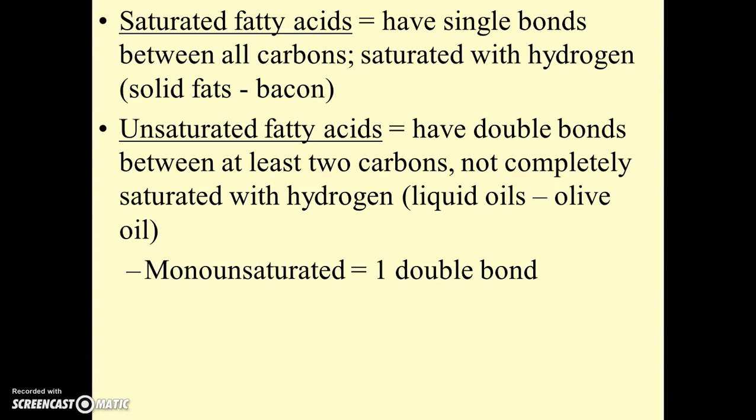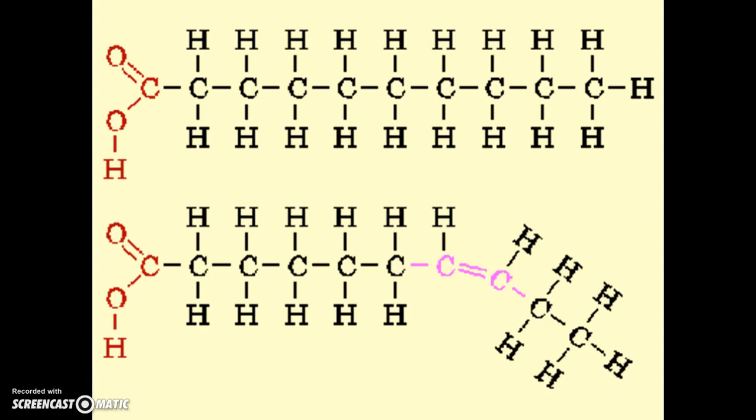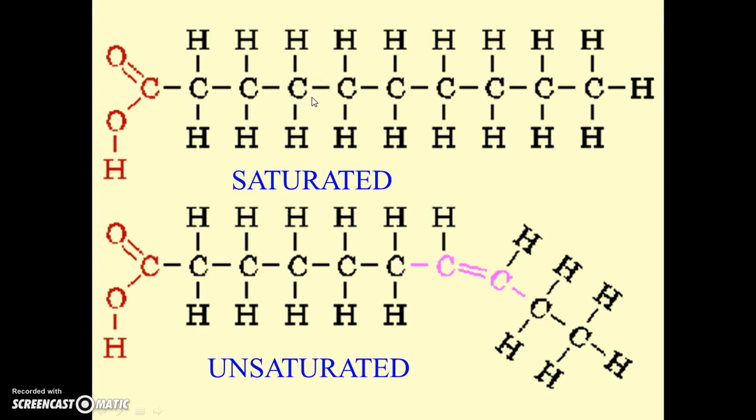Monounsaturated says that there will be one double bond. Polyunsaturated, there are two or more. So that top there is a saturated, right? It is fully saturated with the hydrogens. Below we have our unsaturated fatty acid. And what kind of unsaturated fatty acid would that be?